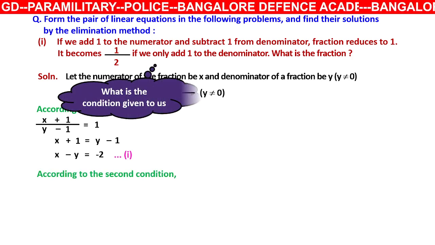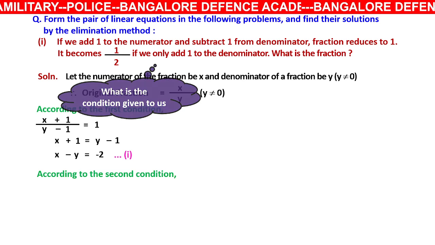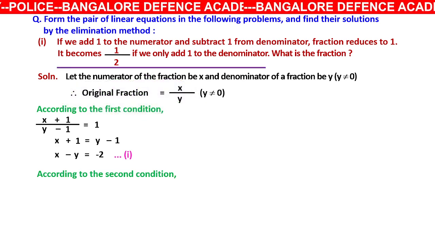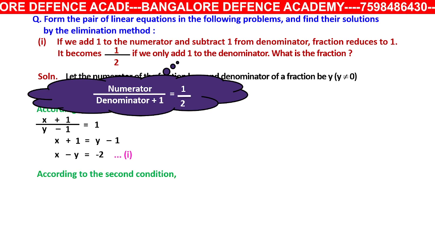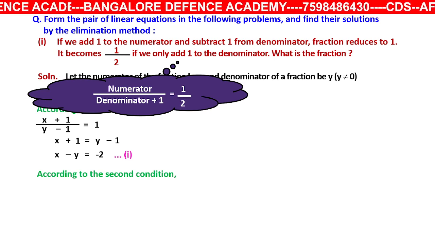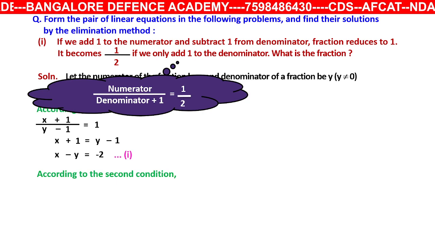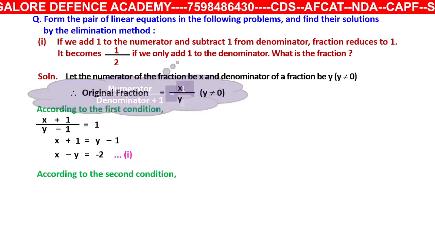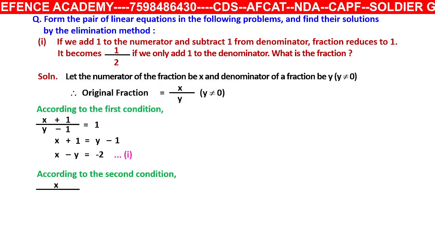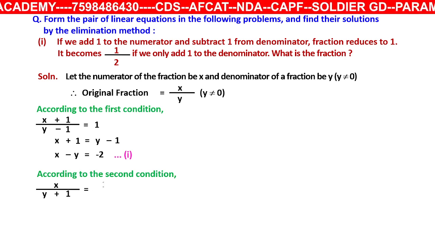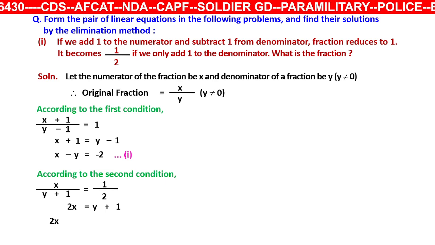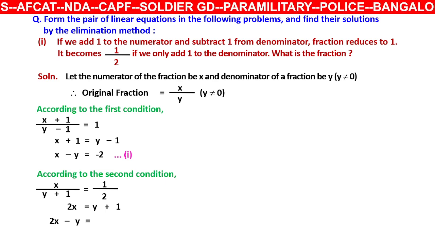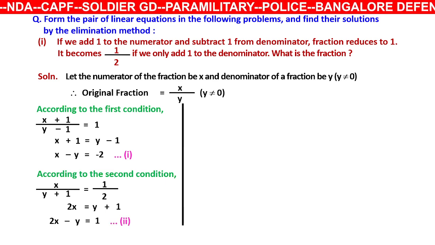Now according to the second condition, what is the condition given to us here? They say that it becomes 1 by 2 if we add only 1 to the denominator. That means the numerator as it is, denominator plus 1, and the answer becomes 1 by 2. So taking x by y plus 1 is equal to 1 by 2, when you cross multiply, you get 2x is equal to y plus 1, or you can write the equation as 2x minus y is equal to 1. This is my second equation.